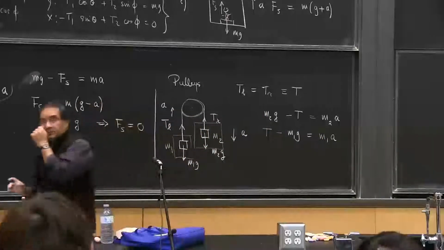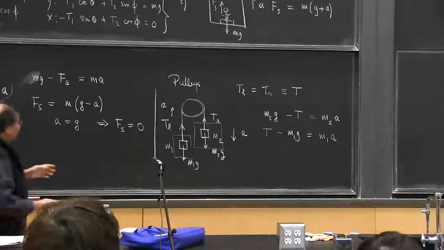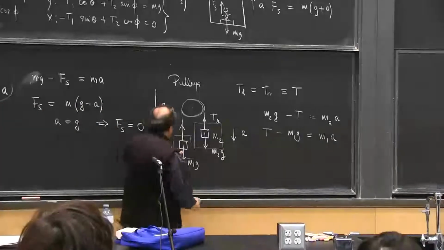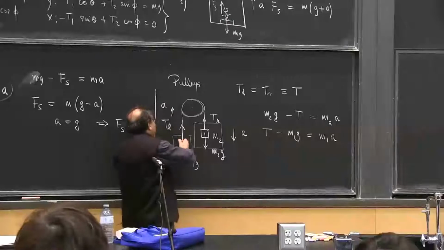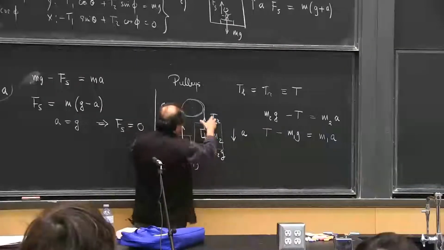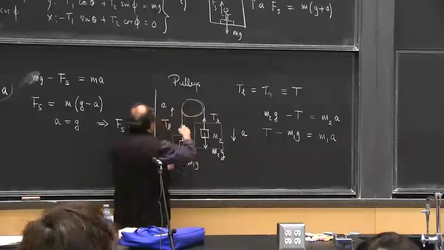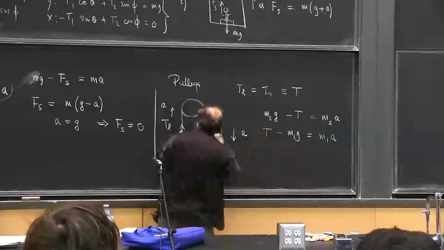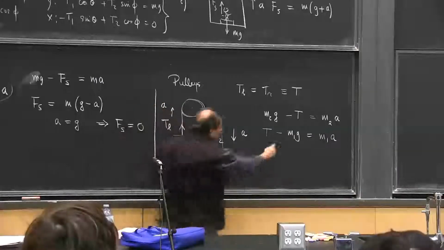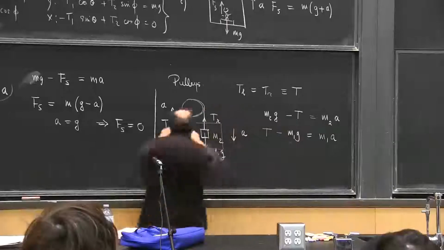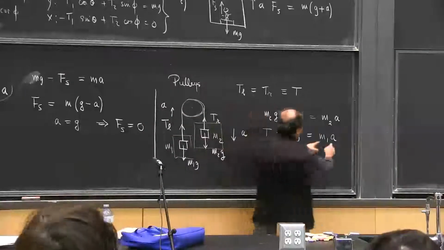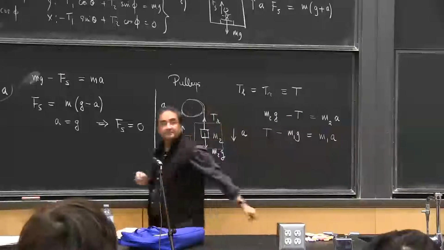One correct, consistent story. As far as the left guy is concerned, this guy is being pulled up because of the pulley. So if this is coming down, that's going up. So I would write this tension, which is pulling it up, minus the opposing force, which is M1G, is equal to M1A because it's going up.